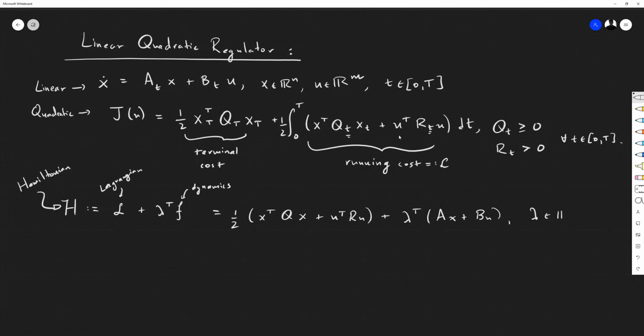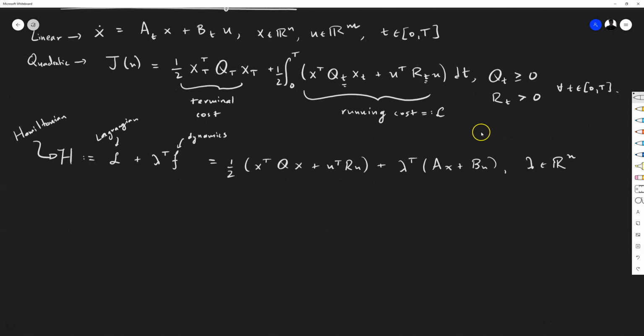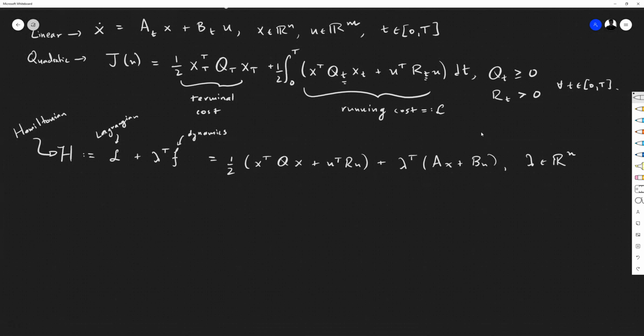And just to repeat, these Lagrange multipliers have the same size as the state. Okay, so we have our Hamiltonian. Nice. What's next? Well, from optimal control theory, and this actually comes from calculus of variations, I haven't derived this, just to be clear, but it can be derived from calculus of variations. And these give the necessary conditions for a minimizing solution.